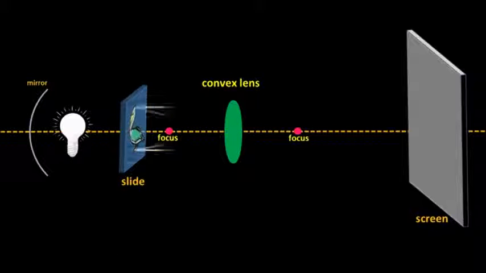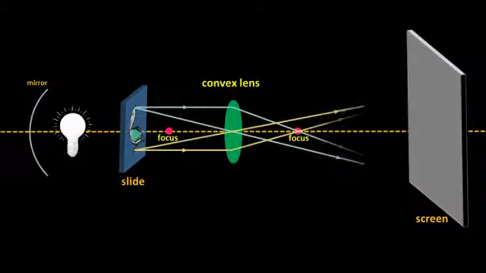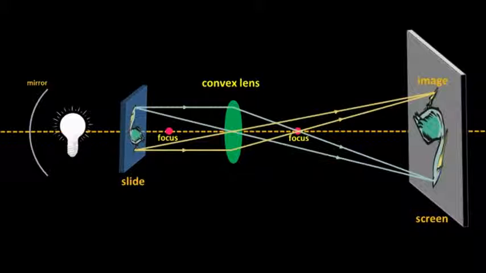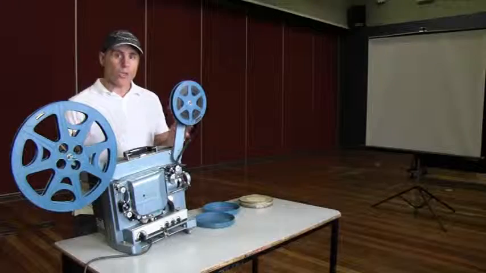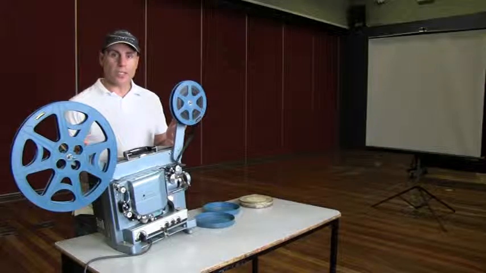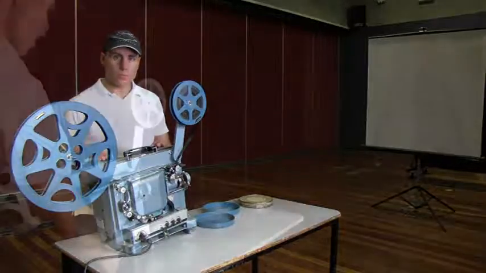The light coming from near the top of the slide ends up near the bottom of the screen, and the light coming from near the bottom of the slide ends up near the top of the screen. By the way, the convex lens in a projector is often called the projection lens. Since the image is upside down, the slide actually has to be placed upside down into the projector, and we end up seeing its magnified image the right way up. Older style film projectors use this exact same principle as well.